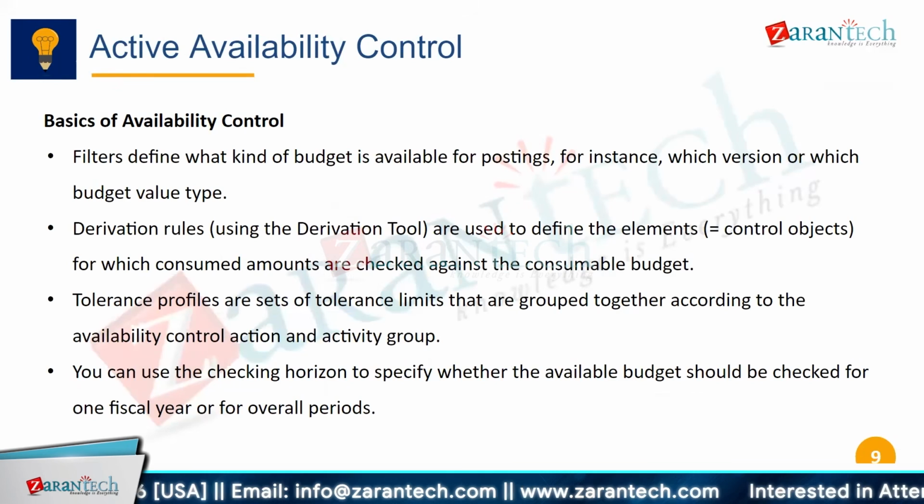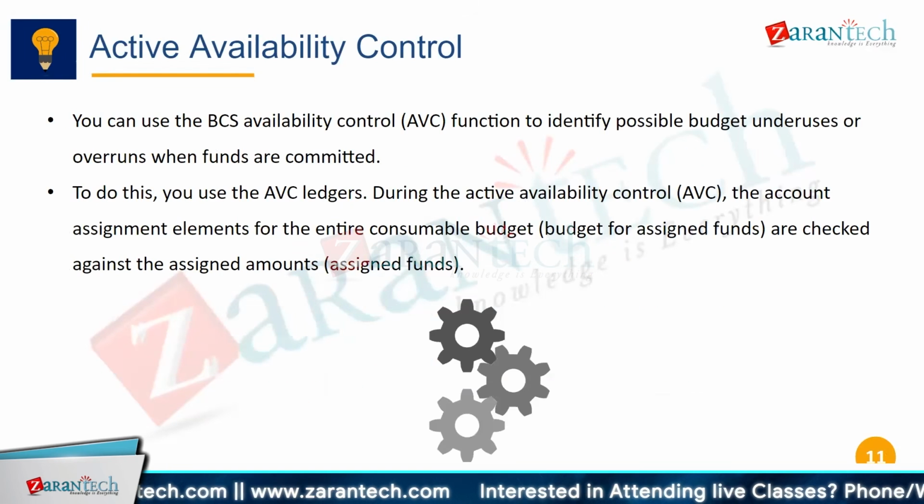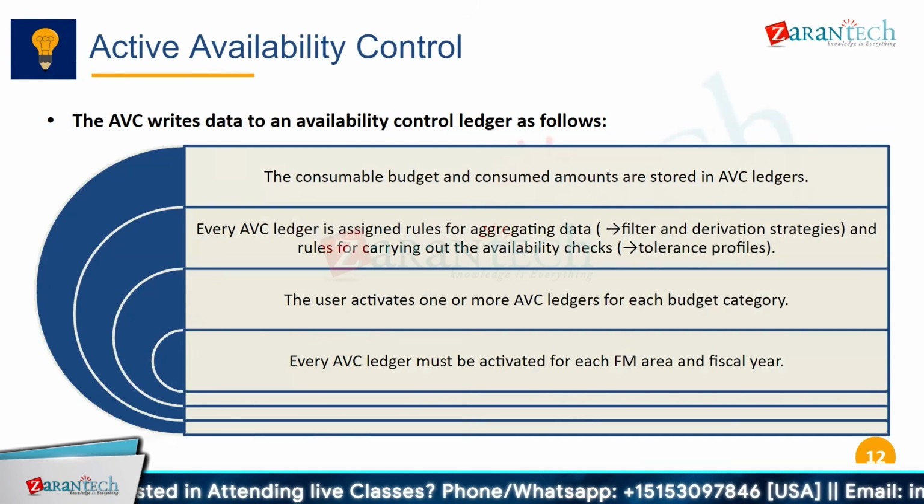Basics of availability control. Filters define what kind of budget is available for posting, for which version. Derivation rules, we saw this. You can use the BCS availability control function to identify possible budget underuses or overuses. During the active availability control, the account assignment elements for the entire consumable budget are checked against the assigned amounts. The AVC writes data to an availability control ledger as follows.